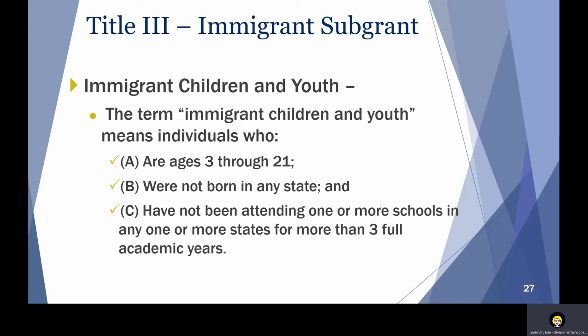Title III also has an Immigrant Subgrant. Immigrant children and youth. The term immigrant children and youth is covered in our Introduction to Serving English Learner and Immigrant Students training video. It refers to individuals who are ages 3 through 21, were not born in any state, and have not been attending one or more schools in any one or more states for more than 3 full academic years. As a reminder, those 3 full academic years do not have to be consecutive.